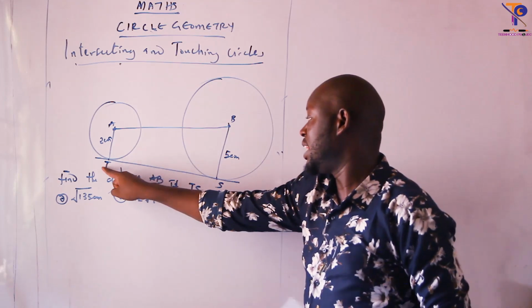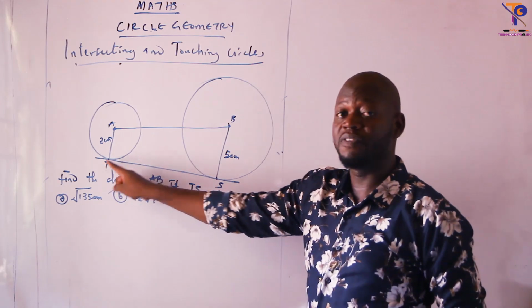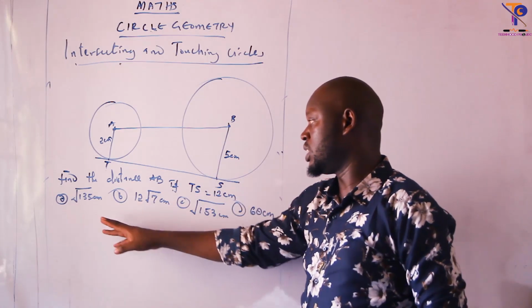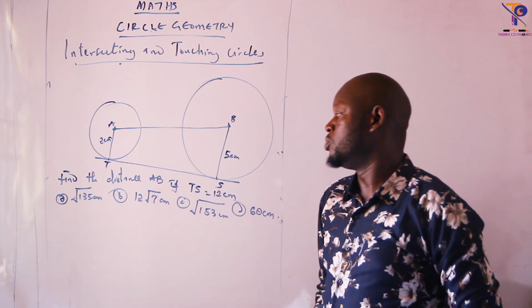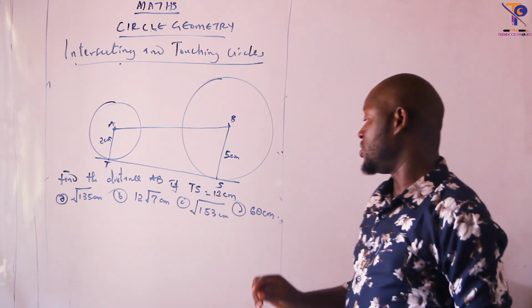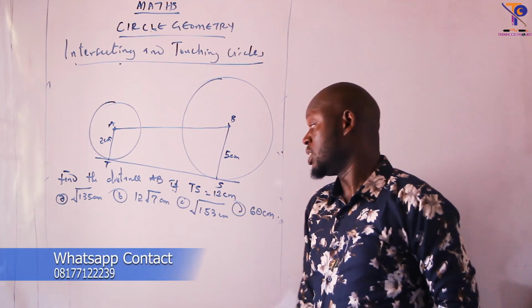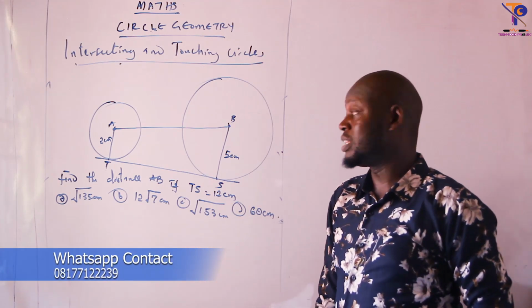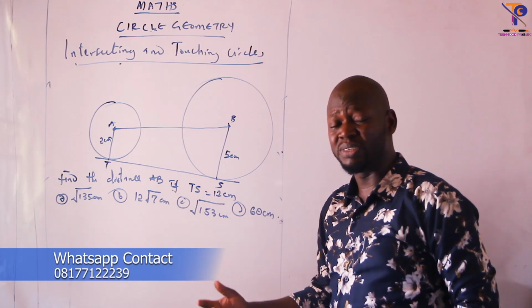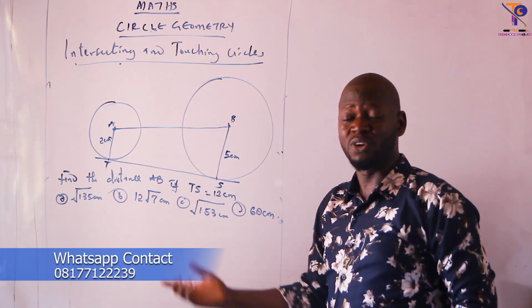If TX, the length from the first tangent to the second tangent, is 12 centimeters, we have the options: root 135, root 12, root 7, root 153, and 60 centimeters. So let's see how we are going to attend to this. It's a JAMB question, so we don't have to take forever solving this.